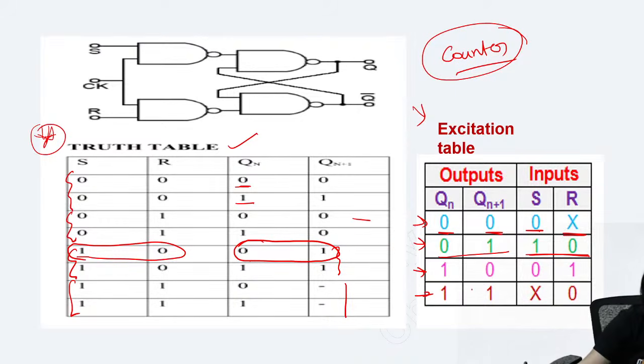Is this clear? Now for 1 0, if I am focusing on 1 0, where is 1 0? I can see here this one is 1 0.